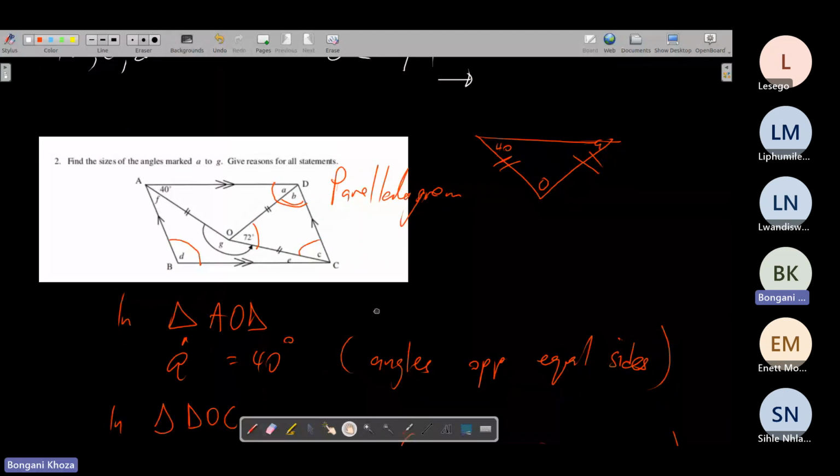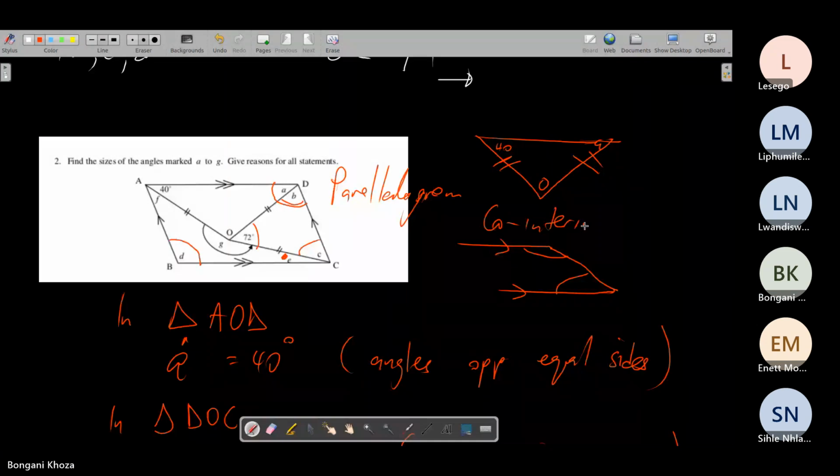Next angle, if we check E over here. Since this is a parallelogram, I'm seeing this shape over here. I'm seeing a U. This line is parallel to that line. What types of angle form a U? Co-interior. And what do we know about co-interior angles? They add up to 180, or we can say they are supplementary. So they add up to 180 degrees, right?